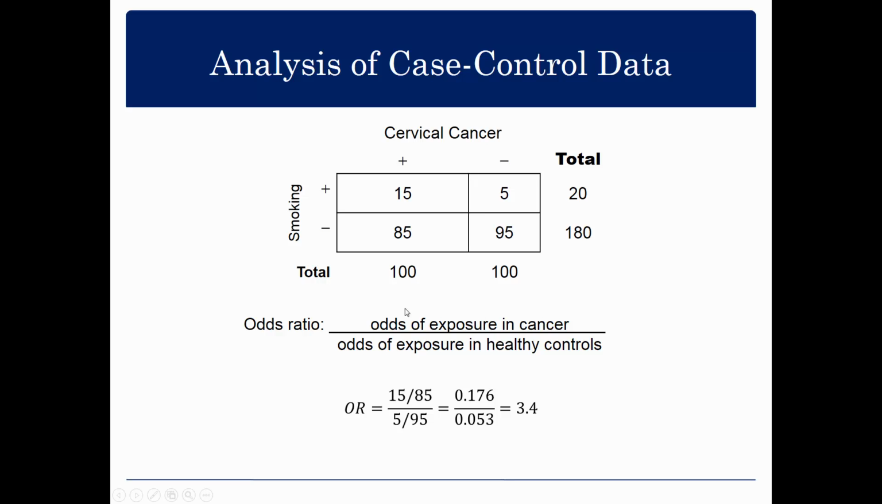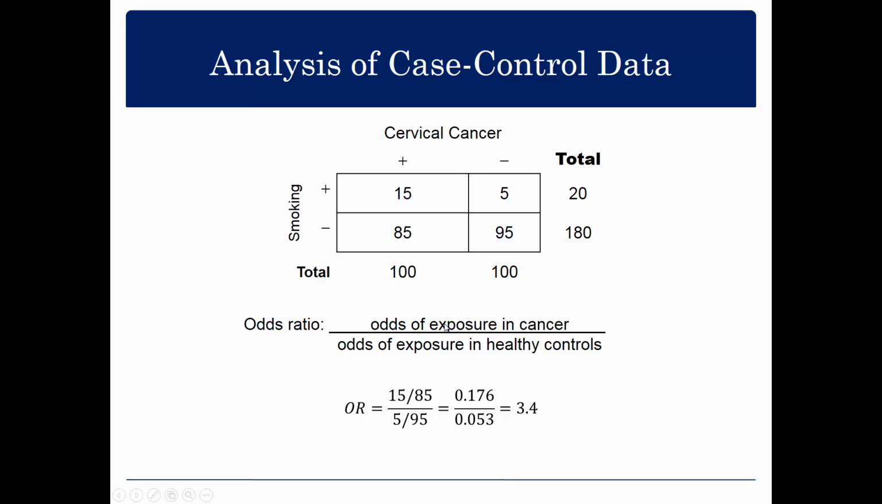On the numerator, you put the odds of exposure in the cases, and the denominator is the odds of exposure in the healthy controls, and then you look to see whether or not those odds differ. The odds ratio, because it's a ratio, will equal 1 if the odds are equivalent in both groups, both the cases and the controls.